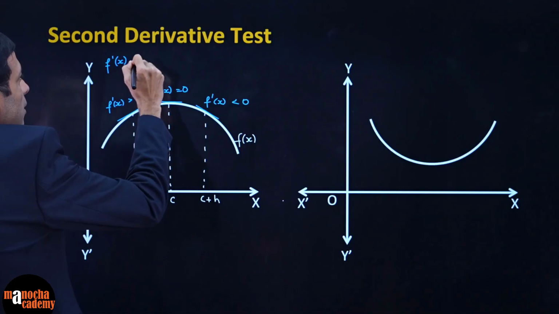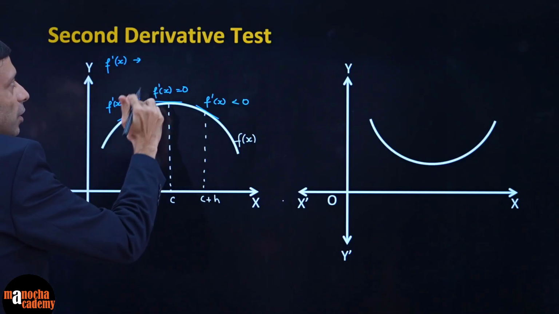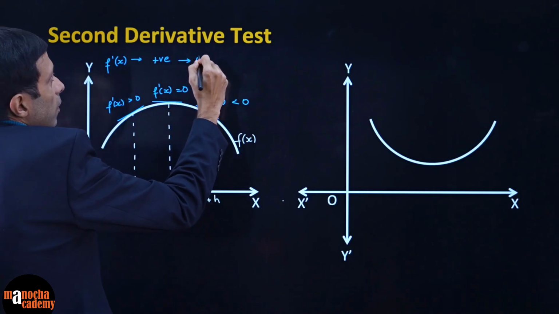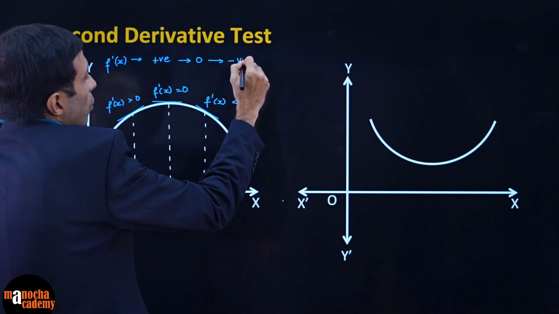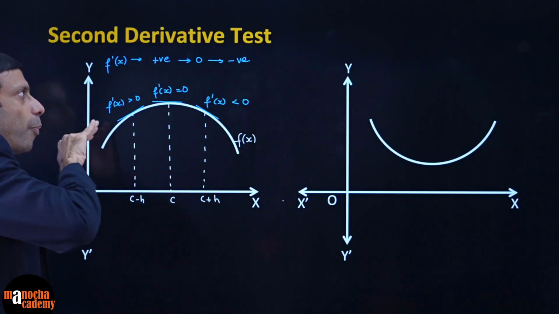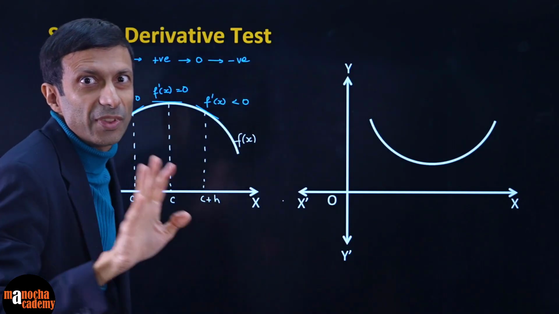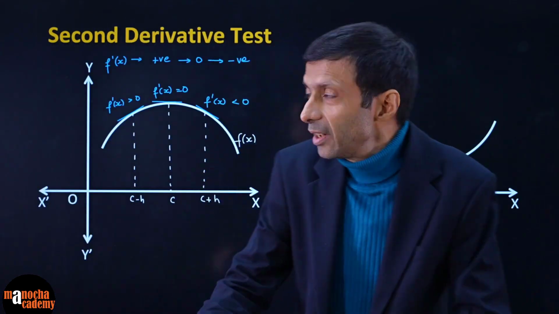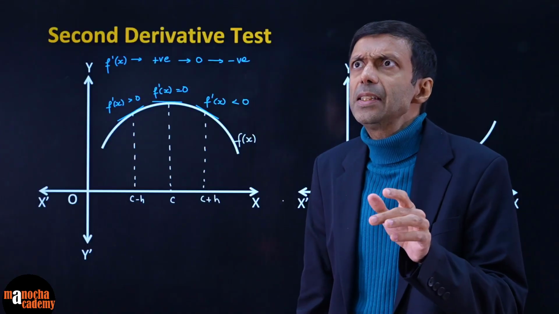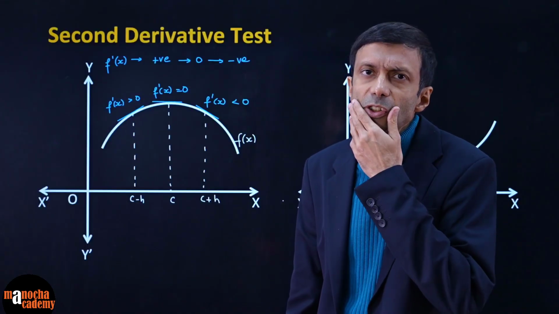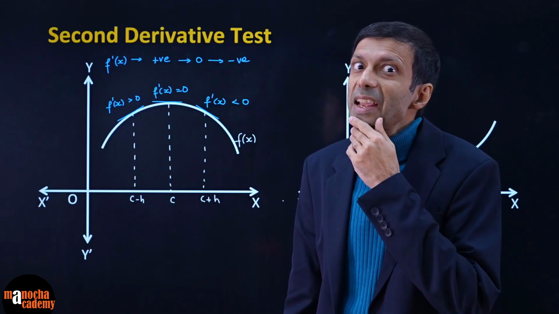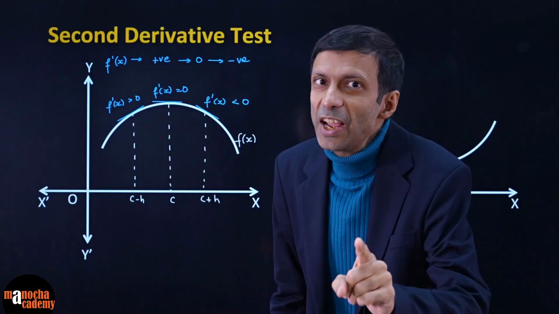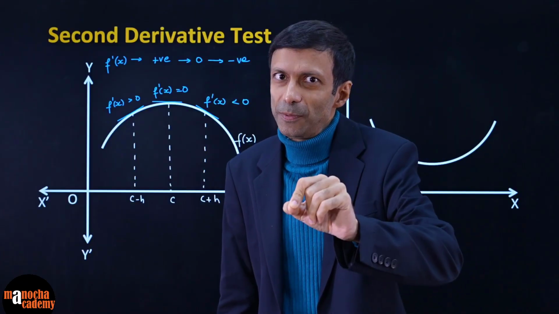f'(x) is going from positive to 0 to negative. Do you guys agree? Can you see? Positive to 0 to negative. That is the trend of f'(x). So can I say, f'(x), not f(x), is it an increasing function or a decreasing function? Don't look at f(x), look at that first line. Is f'(x) an increasing or decreasing function?